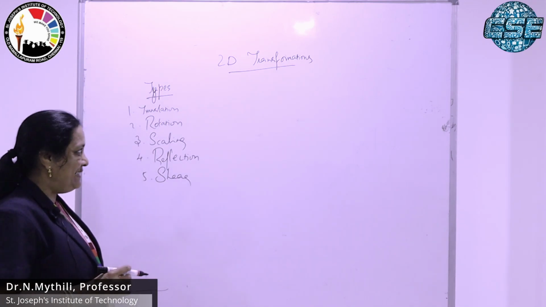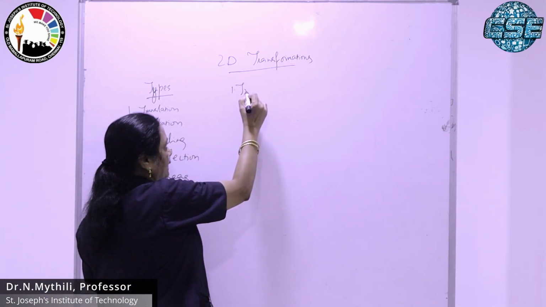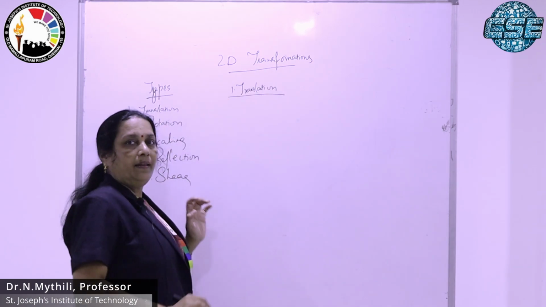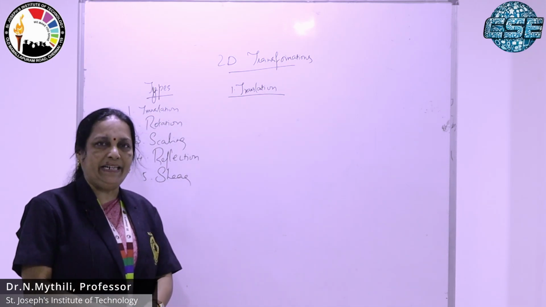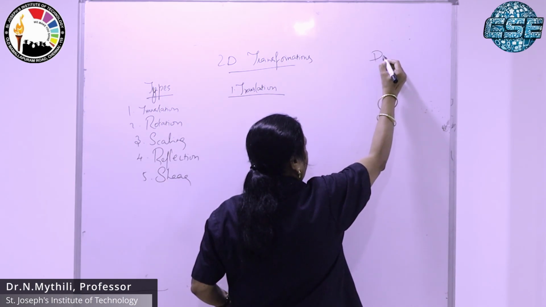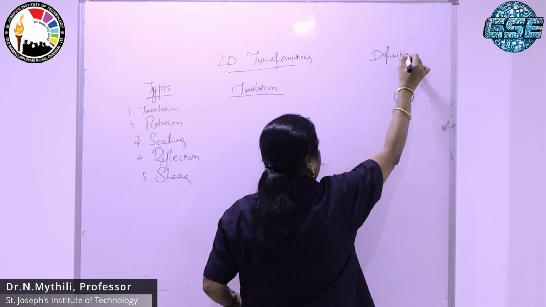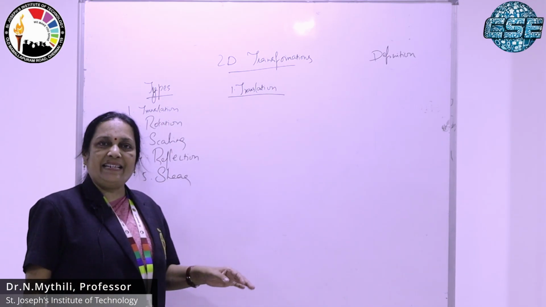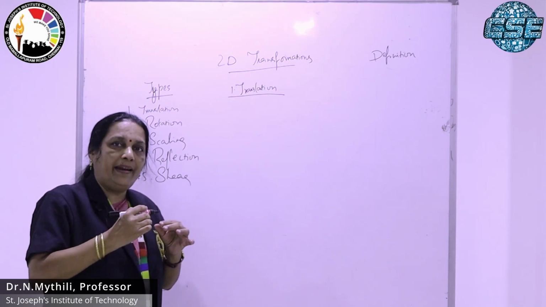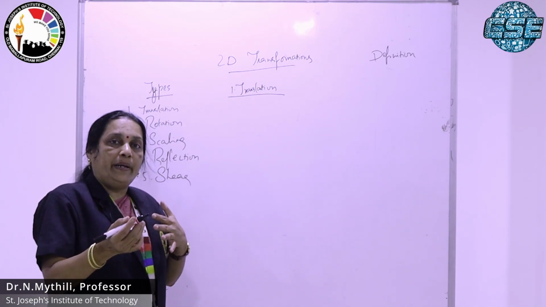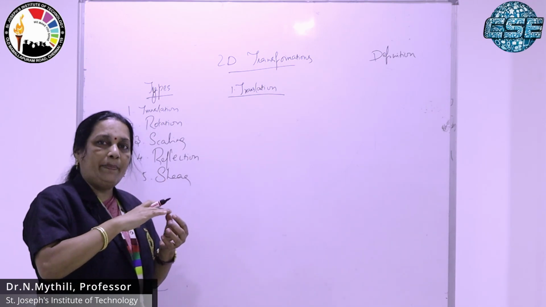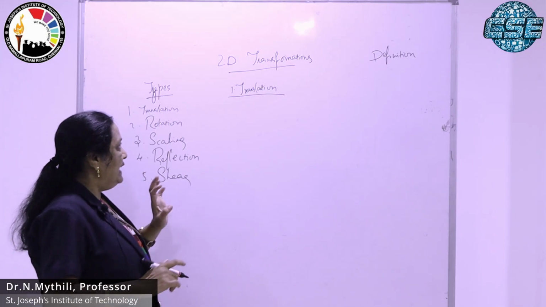Now the first one is translation. What do you mean by translation? First, the definition of translation. Translation is nothing but repositioning an object along a straight line path from one coordinate position to another coordinate position. So when you do translation, we will have the change of coordinate description from one position to another position, right? Let us see the translation process.